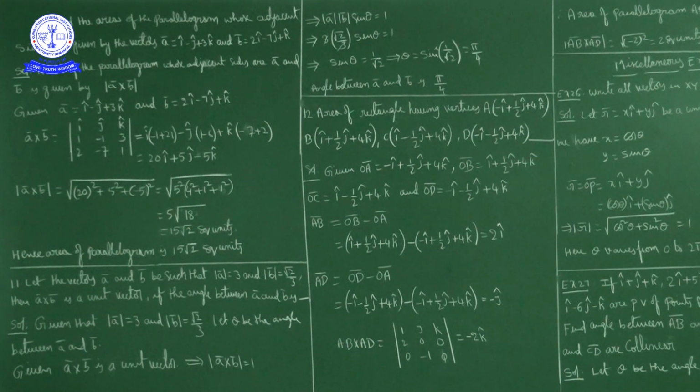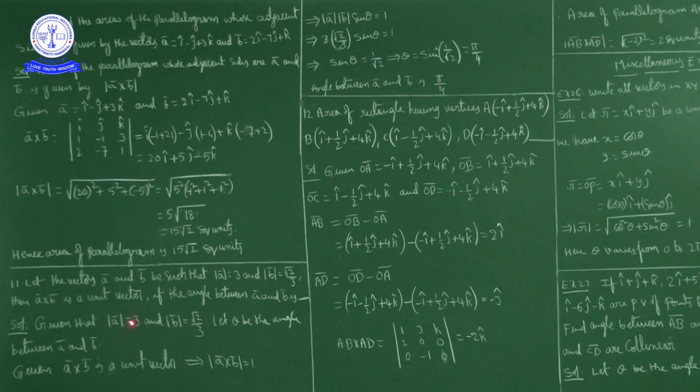a bar and b bar are two vectors such that magnitude of a bar is 3, magnitude of b bar is square root of 2 by 3. Okay. Then a bar cross b bar is a unit vector. If a bar cross b bar is a unit vector, then the angle between a bar and b bar we have to find. What is given here?